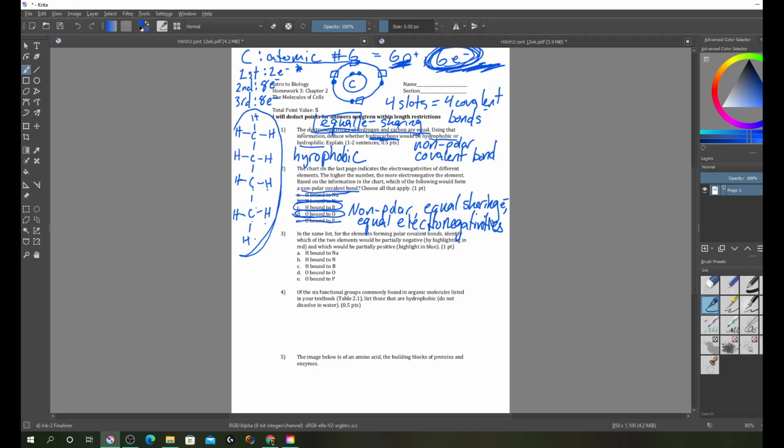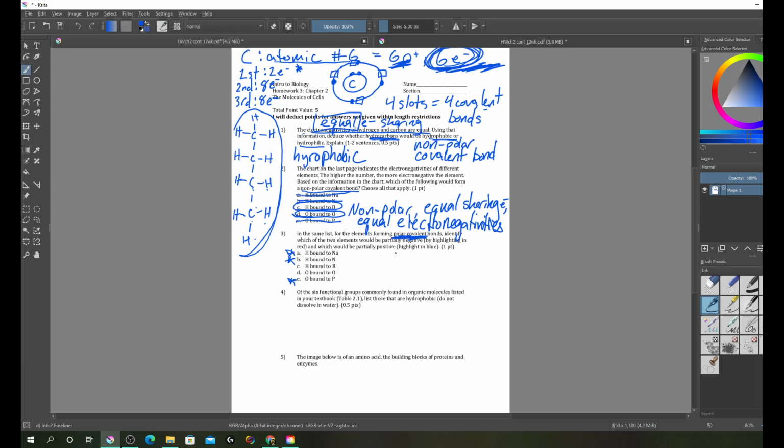Okay, so in the same list for the elements forming polar covalent bonds, identify which of the two elements would be partially negative. So now we're looking at the ones that are polar. These are the ones we crossed out before. Polar covalent bonds, the ones that have unequal sharing. That's going to be this one, and this one. So have unequal sharing. I want to know which one in each of these pairs would be partially negative. That's the one that, because what are electrons? Electrons are negatively charged.